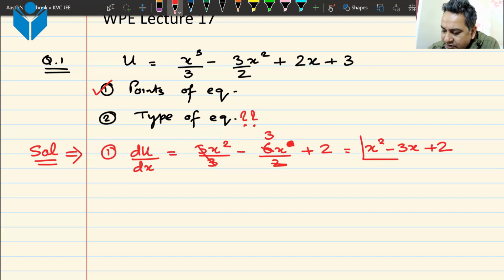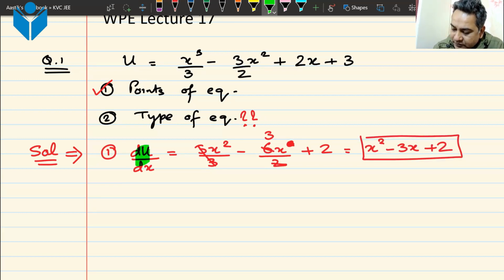All of you got to this step? Step number 1. Can I have some raised hands? Have you got to this step? Yes, sir. Well done. So this is the first step. That gives me the first derivative. It has been highlighted in green.